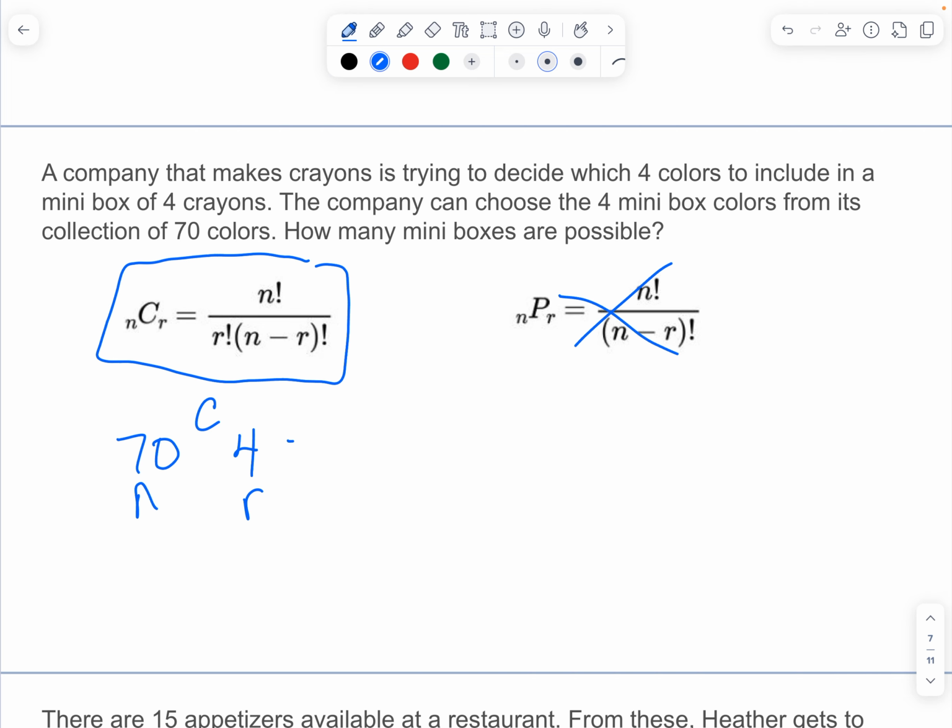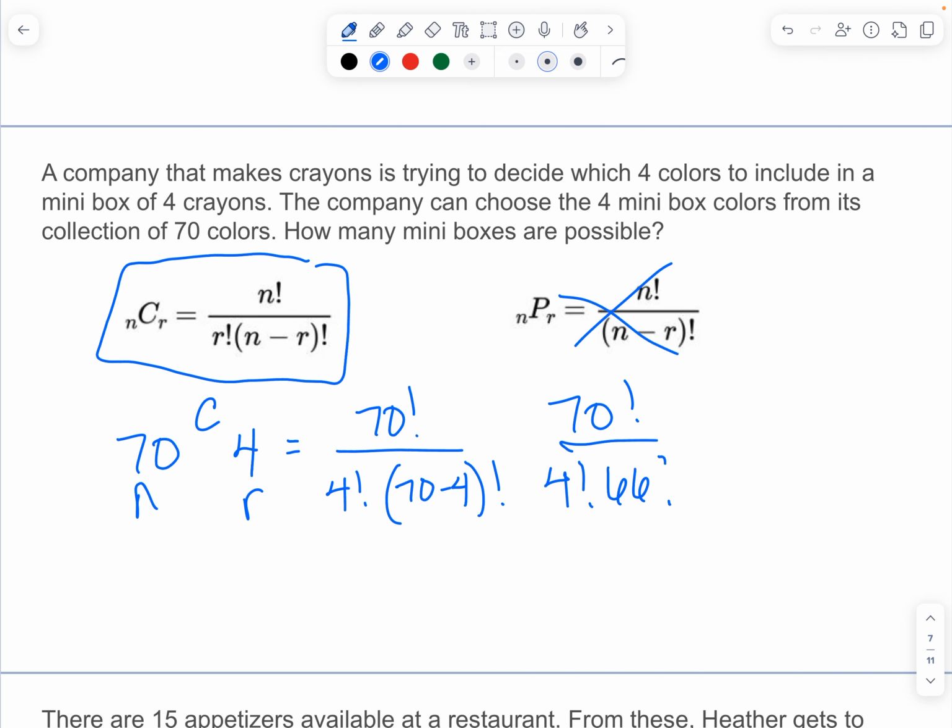All right, so we're going to follow the script. We're going to use this formula here. So in the bikini top, we're going to put 70 factorial. And in the bottom, we're going to put 4 factorial times 70 minus 4 factorial. That's our bikini bottom. Okay, whew. I really do not want to multiply 70 times 69 times 68. Luckily, I don't think we're going to have to. So up top, we have 70 factorial. We have 4 factorial in the basement, and then 70 minus 4 would be 66 factorial.